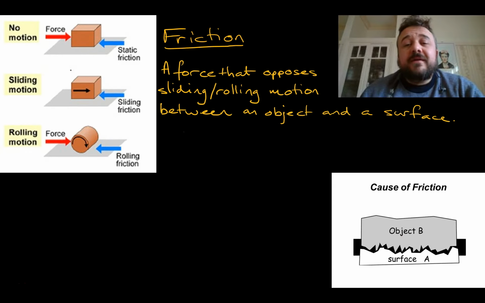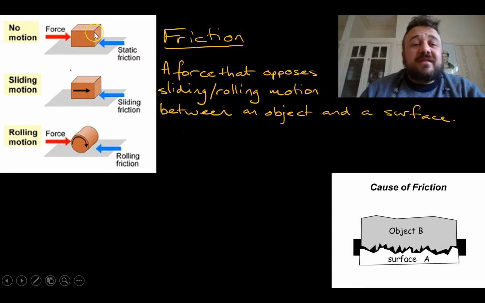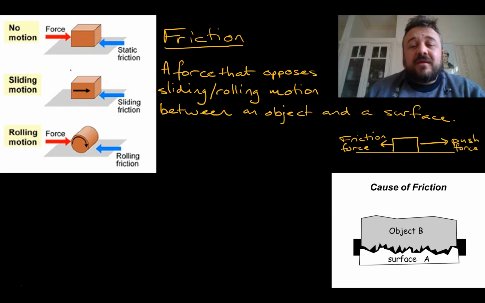So friction, right? What friction is, it's a force which opposes sliding or rolling motion between an object and any surface, really. And we can see that when we have a push, this is the force here, a push, if there's no motion, we have something called static friction. If there's sliding or rolling, that's still going to cause friction, so sliding friction or rolling friction. But these two we would tend to call kinetic friction. So we have kinetic friction and static friction, which we'll talk to in a minute.